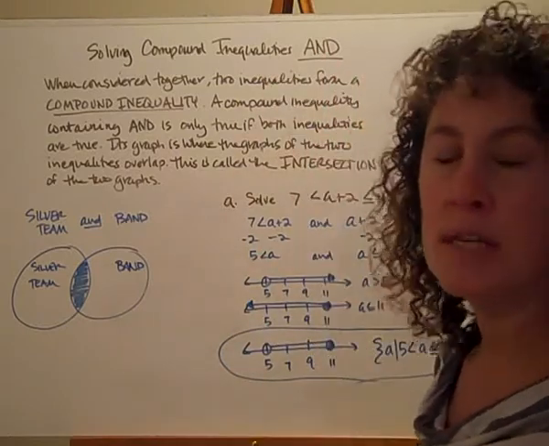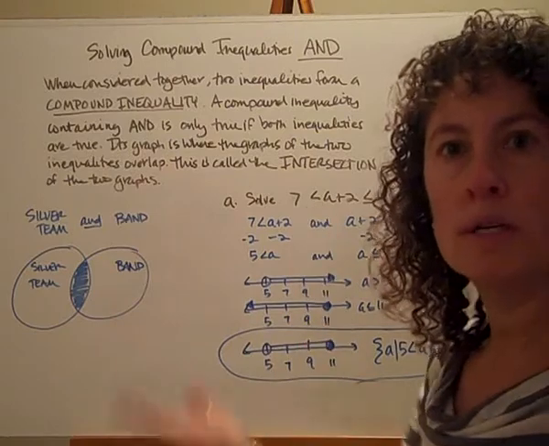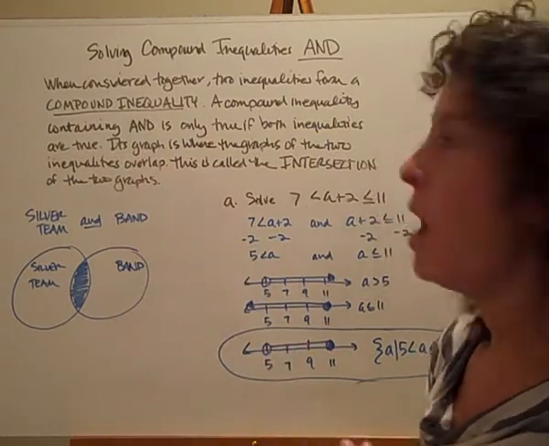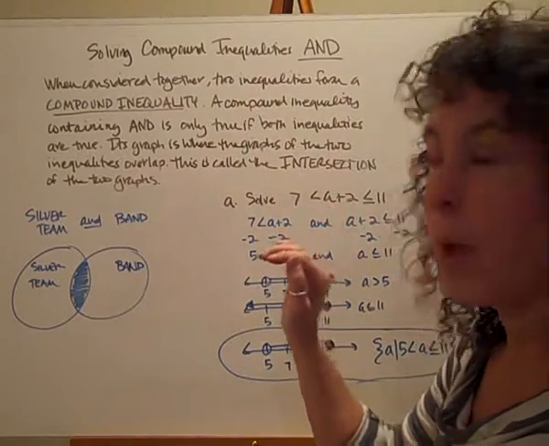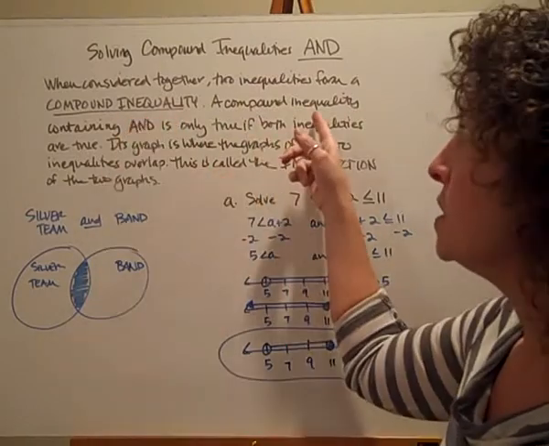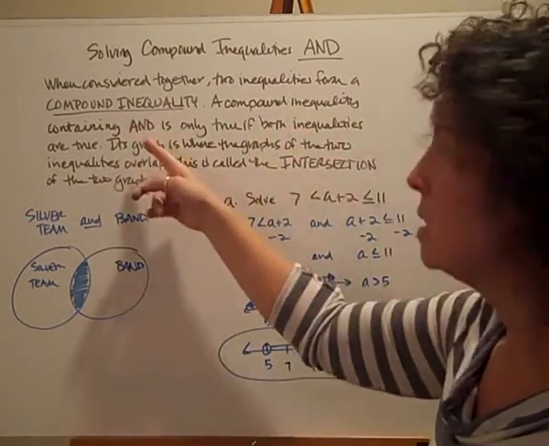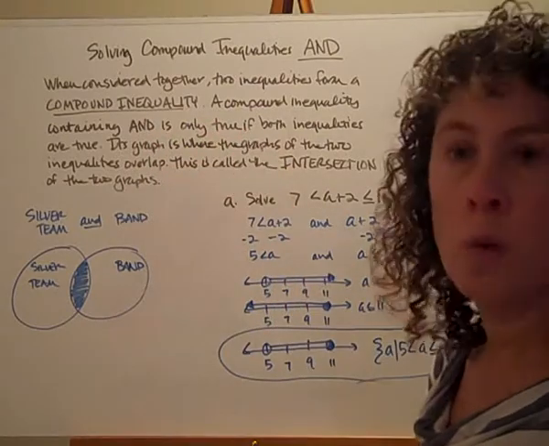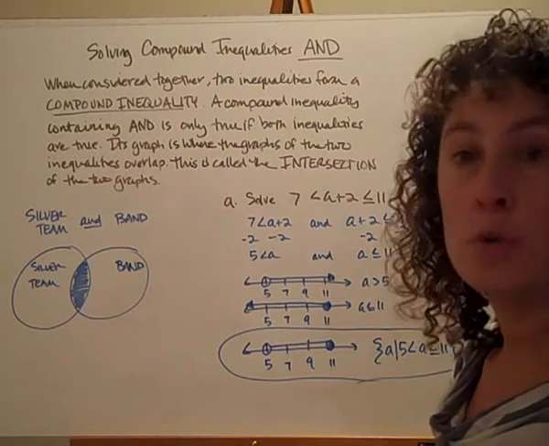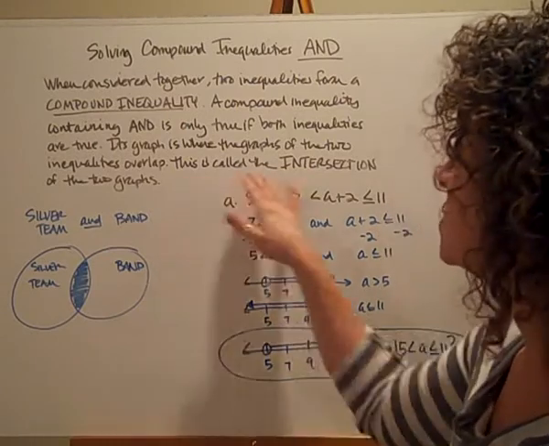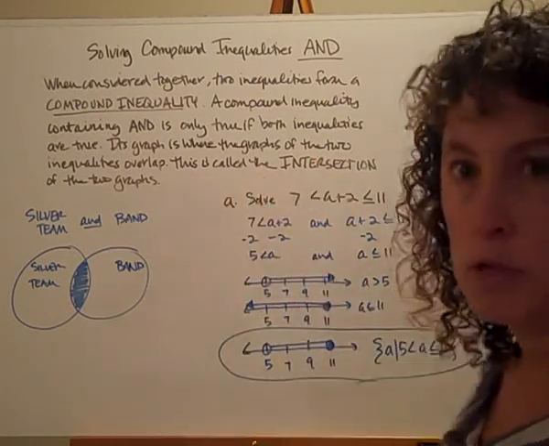Just like a compound sentence in English, we're taking two inequalities and working with them at the same time. When considered together, two inequalities form a compound inequality. A compound inequality containing and is only true if both inequalities are true. Its graph is where the graph of the two inequalities overlap. This is called the intersection of the two graphs.